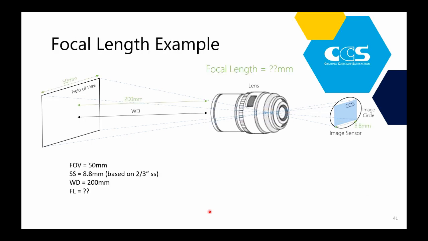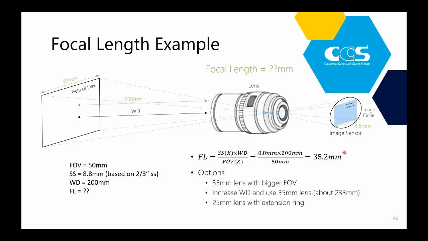So for example, if we have a 50 millimeter field of view, a 200 millimeter working distance, and we know our sensor size is 8.8 millimeters in the X direction, what focal length do we need? It ends up being about 35.2 millimeters. So we need a 35 millimeter lens, but it's not going to be perfect.